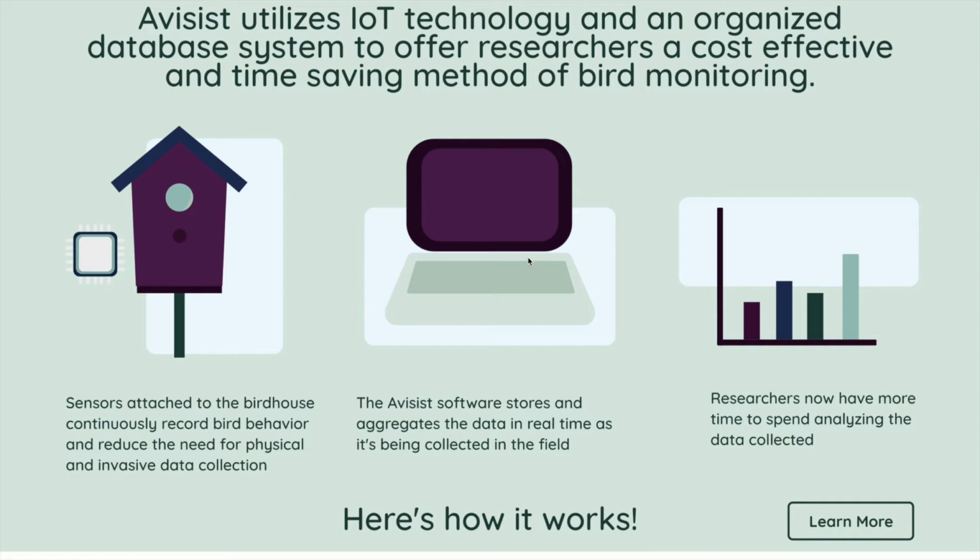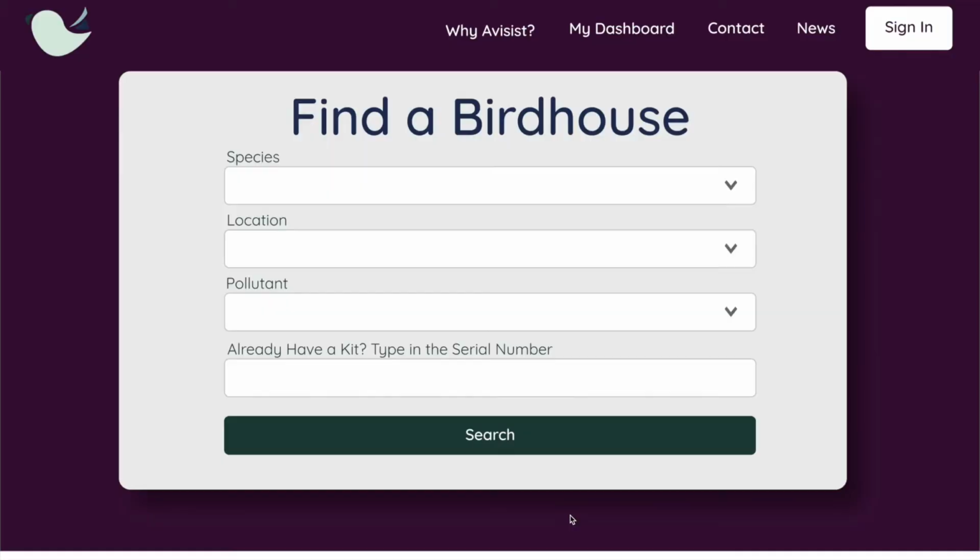Part two involves Avisist software that stores and aggregates the data being collected in the field in an organized manner, making retrieval of this data much more efficient. And part three is the use of the Avisist website, which allows researchers to now use their collected data to run analytics and share their findings with others.